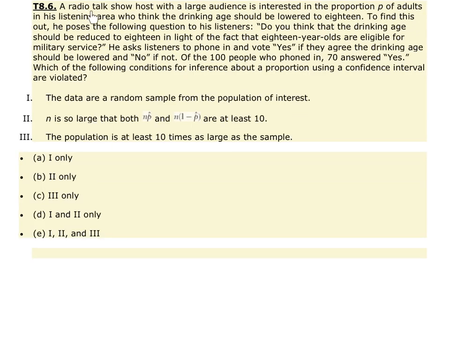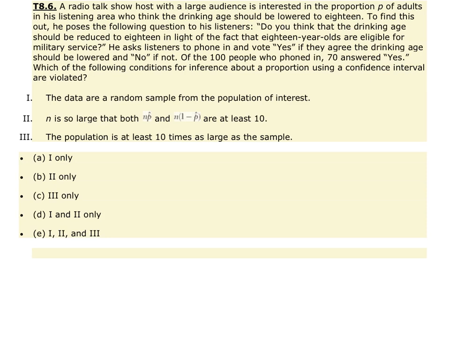Number 6, a radio talk show host with a large audience is interested in the proportion of adults in his listening area who think the drinking age should be lowered to 18. To find this out, he poses the following question to his listeners. Do you think that the drinking age should be reduced to 18 in light of the fact that 18-year-olds are eligible for military service? He asks listeners to phone in and vote yes if they agree the drinking age should be lowered and no if not. Of the 100 people who phoned, 70 answered yes. Which of the following conditions for inference about a proportion using a confidence interval are violated?